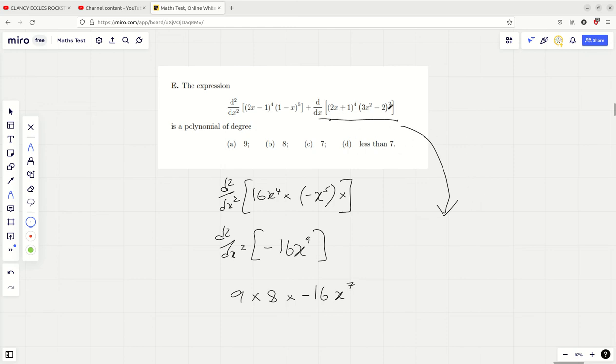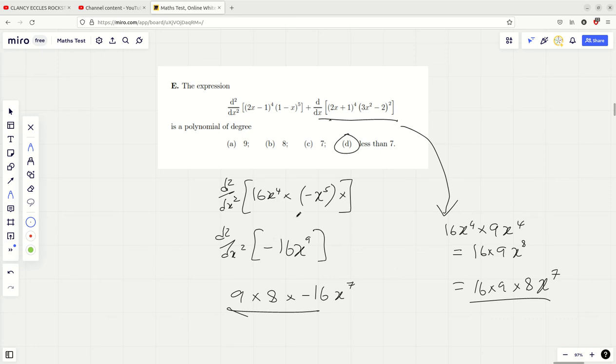Let's have a look. 2x to the power of 4. Well, that's going to be 16x to the 4 times, well, we've got 3x squared, but then we're squaring that. So that's actually 9x to the power of 4. Yeah. And we're differentiating this once. So let's just simplify this. So we're going to get 16 times 9 x to the power of 8. When we differentiate it, we're going to get 16 times 9 times 8 x to the 7. Oh, look, the coefficients are the same, but one's negative, one's positive. Therefore, the x to the power of 7 cancels, and the answer is D, less than 7.